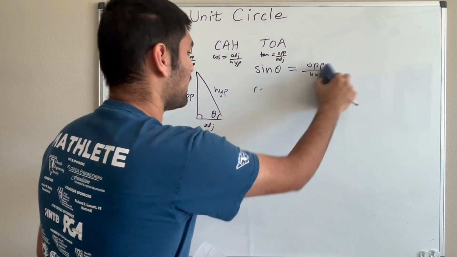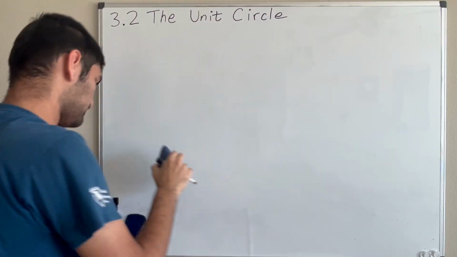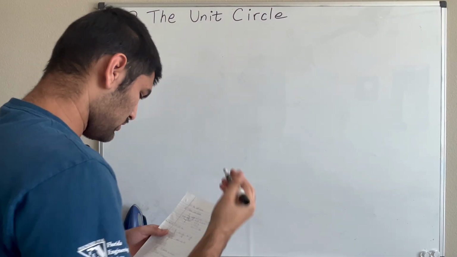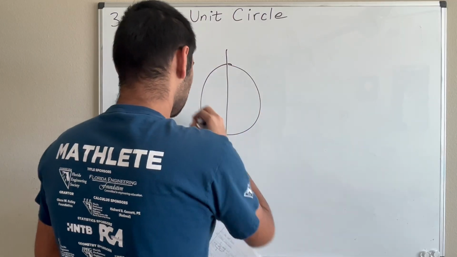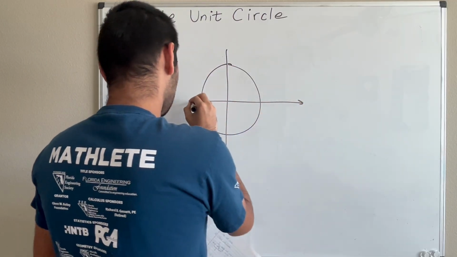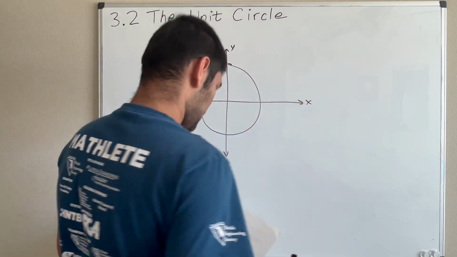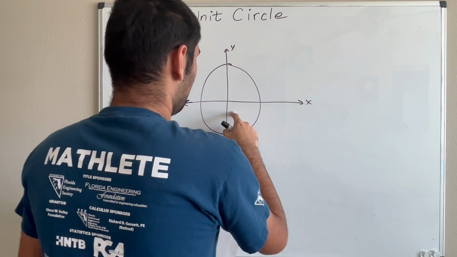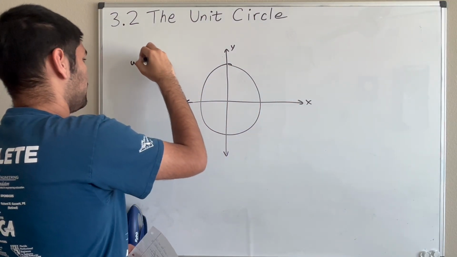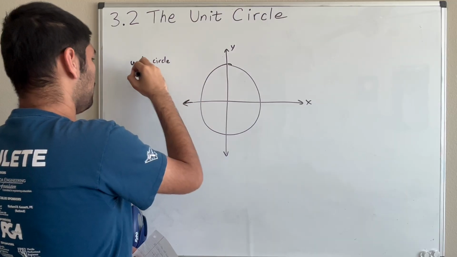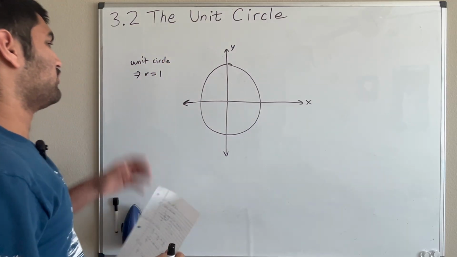Alright, so now we can actually move on to the unit circle. Alright, so suppose we have a unit circle in the coordinate plane as such. And unit circle basically just means that the radius is 1, right? So let me write that down. So unit circle, all this means is that the radius is equal to 1, right? That's what a unit circle is.